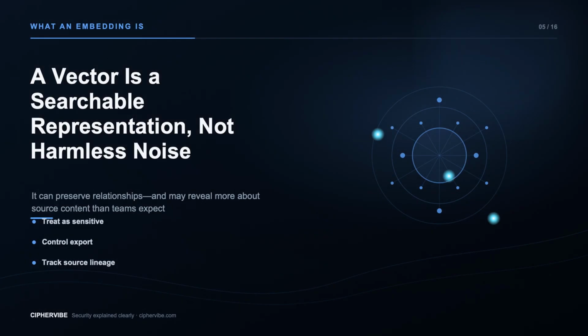An embedding is a numerical representation used to compare meaning or similarity. It is not readable like the source paragraph, but it is not automatically anonymous or safe. Embeddings can preserve sensitive relationships, and research has demonstrated information recovery risks. Classify them with the source data, restrict exports, and keep lineage back to the original document and chunk.